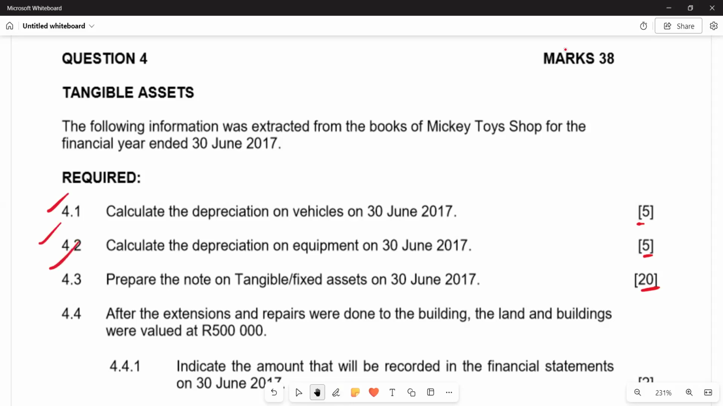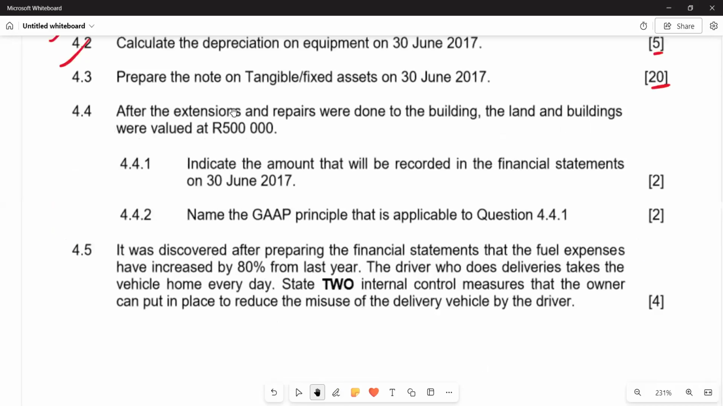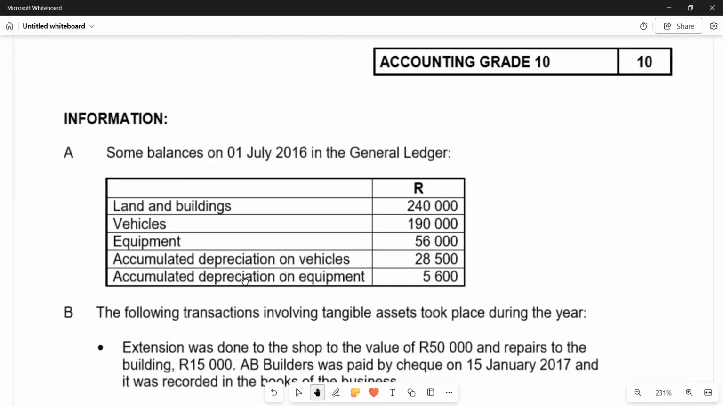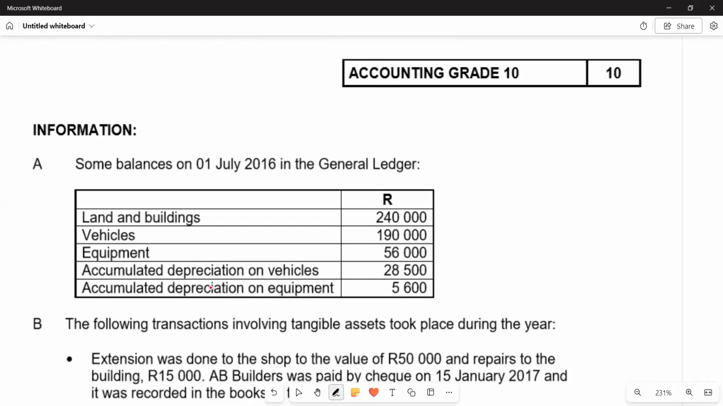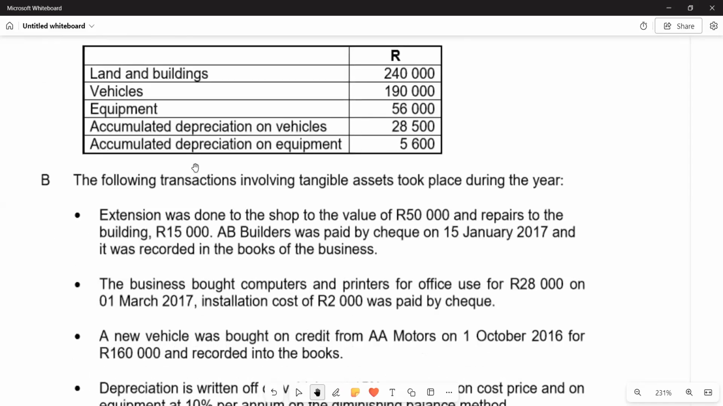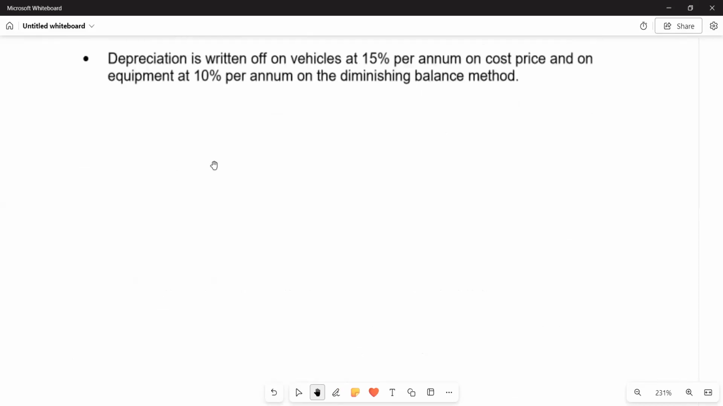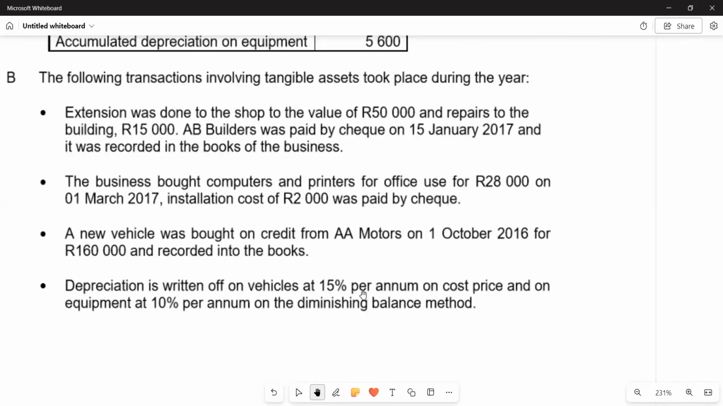So we go to the question, try to see the information given in the question. Now we can go to the next page where we get the information. A is some balances on 1 July 2016 in the general ledger. These are the balances that we are given. Then information B: the following transactions involving tangible assets took place during the year. So we've got other transactions for the year that we are following in point form. And this is the information that we have now.